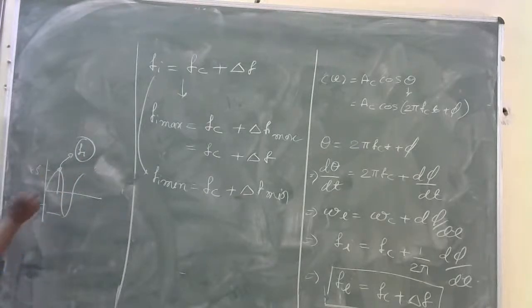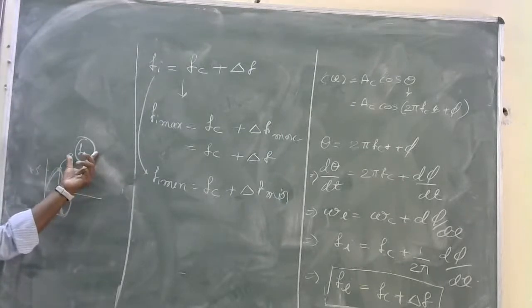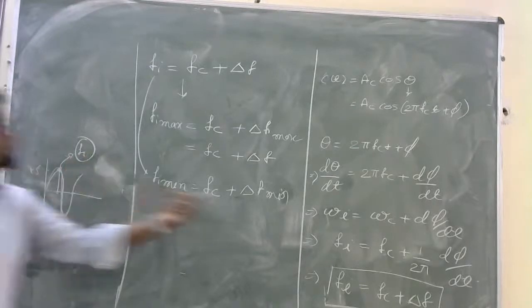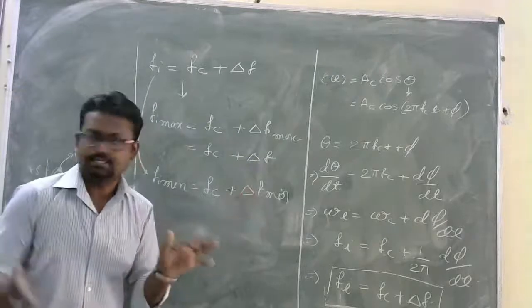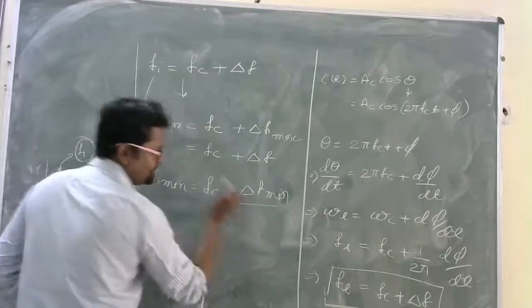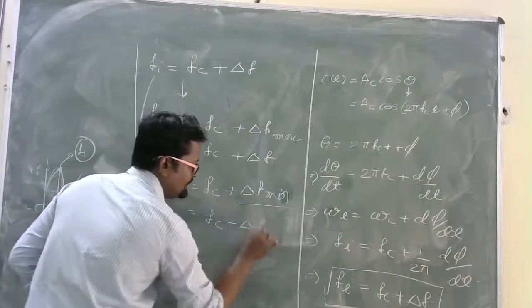Is it clear? When the amplitude of the carrier signal varies on both sides, when the distribution is similar in both the sides, that is positive side as well as negative side, at that time we will get the value of the frequency deviation same in the positive as well as in the negative side. So I can represent this Fi minimum as Fc minus del F.